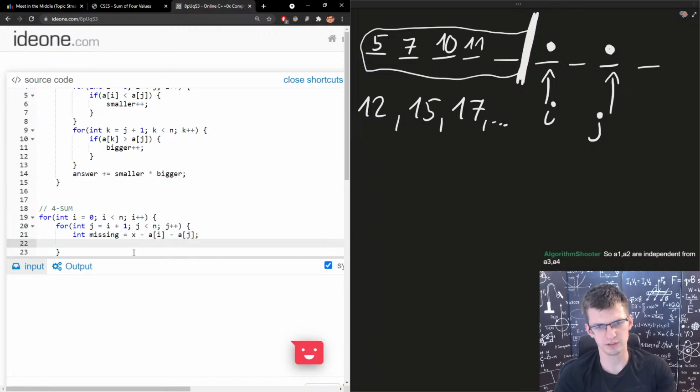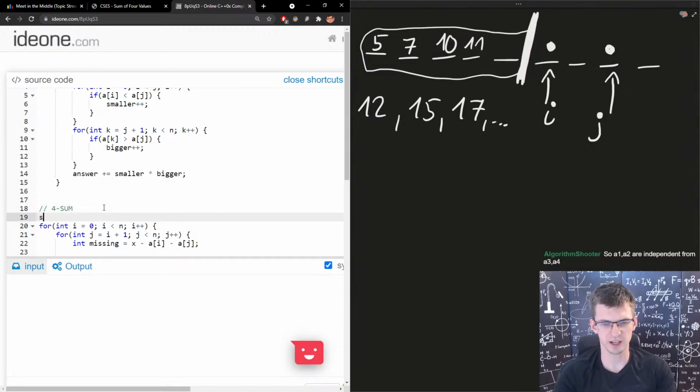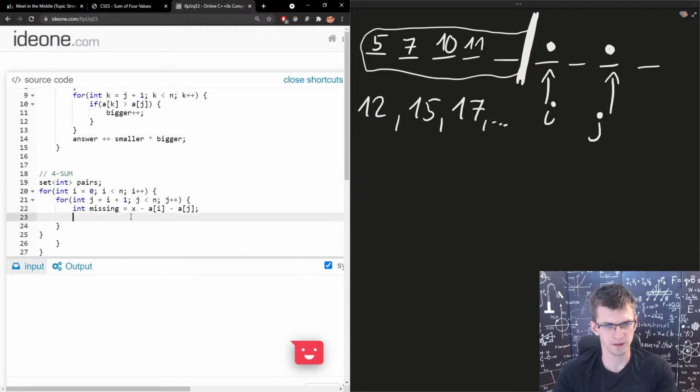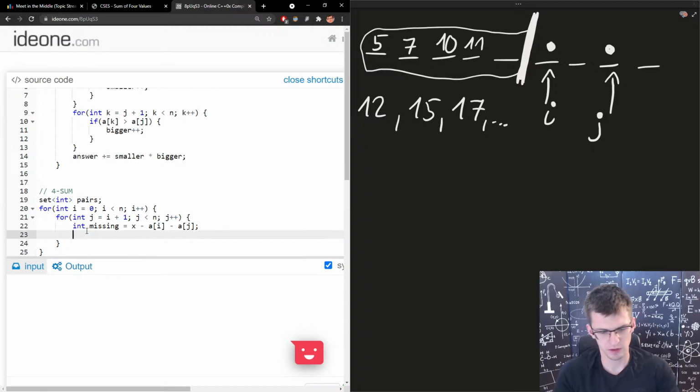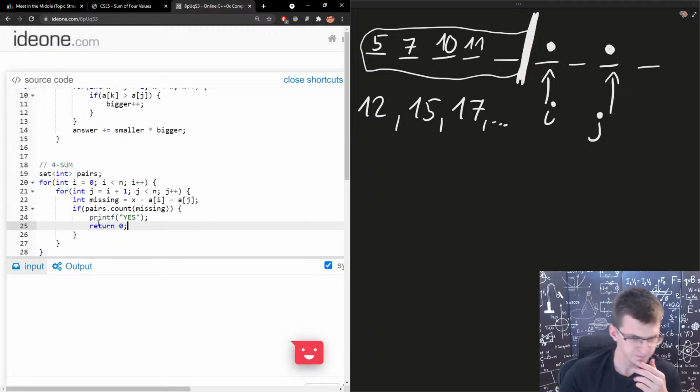This is missing if I want to get the sum equal to x. And I want to ask a structure, and this could be some dynamic structure. As I go with i to the right, it will get new elements. So let's say I have a set, possible pairs. If pairs contains this element, then problem solved. Let's say we just need to check if this quadruple exists. So here I will print yes and return, exit from the full program. If this set includes this value, then good.